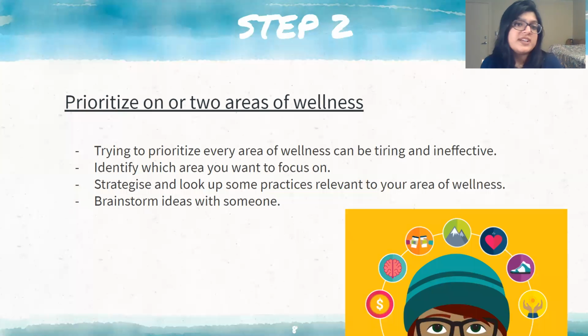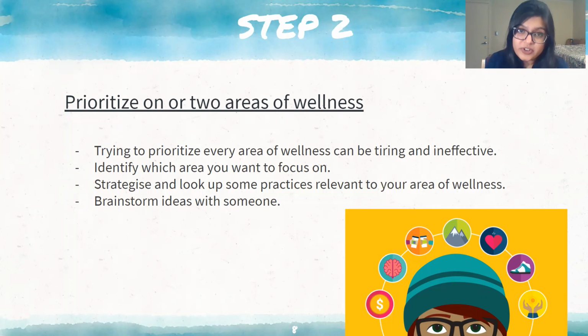Step 2 is prioritizing 1 or 2 of these areas of wellness. Trying to prioritize every area of wellness can be super tiring and ineffective, which is why you need to identify which specific area of wellness you want to focus on. For me, I am starting out by focusing on physical and social wellness.